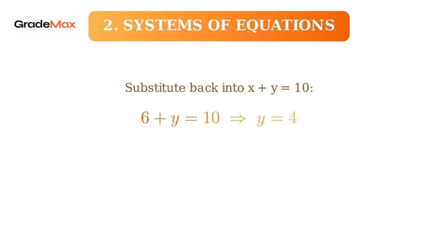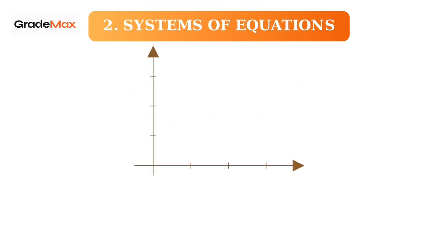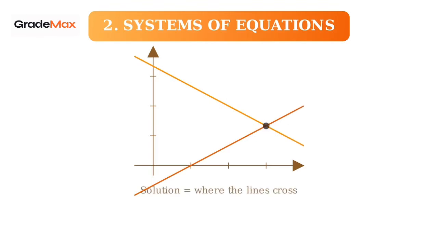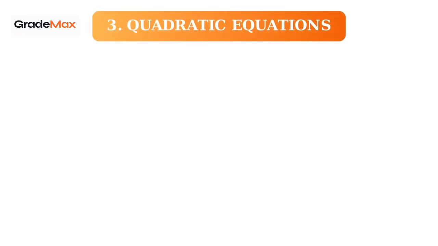Now, what exactly does the system of 2 equations, or the solution, mean? If we represent them on a graph, the solution is where the lines cross. So graphically, each equation is a line, and the solution is simply where those 2 lines cross. Let's move on to the third section, which is quadratic equations.